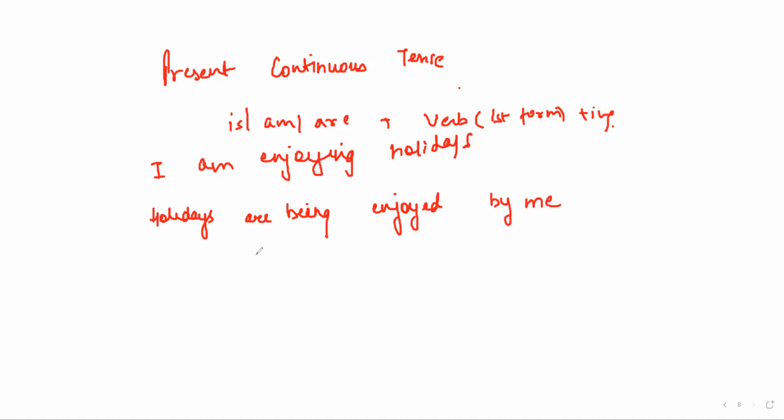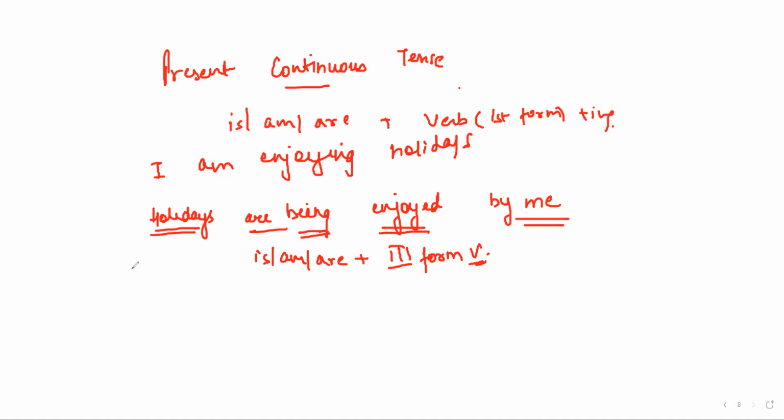So what is the change you're observing? That I've added is, am, are plus the third form of the verb. You see, this is the third form of the verb, enjoyed. And in the usual course, the object comes here, that is holidays. I becomes me, that is a subject change. You can see is, am, are. So we add are here because it's holidays. So holidays are being, because it is in continuous tense. Okay. So these are the kind of changes we've made. I'm enjoying holidays. Holidays are being enjoyed by me.